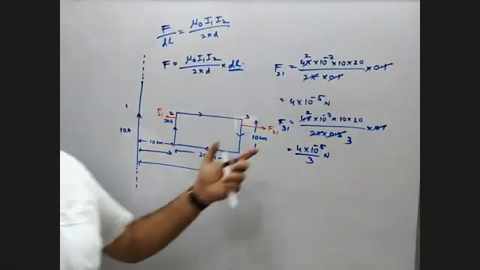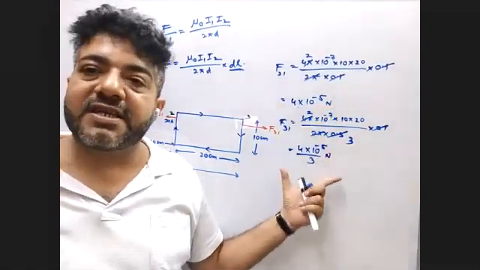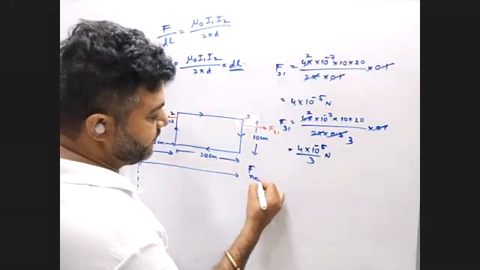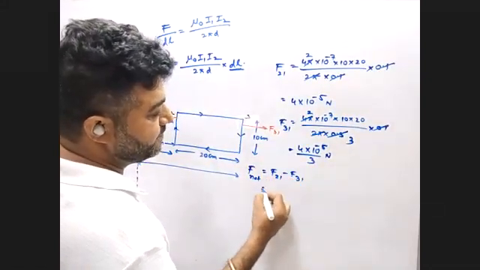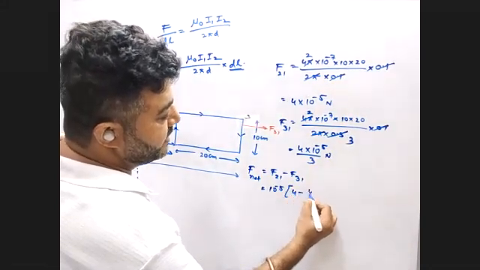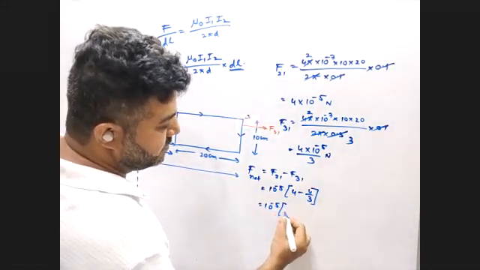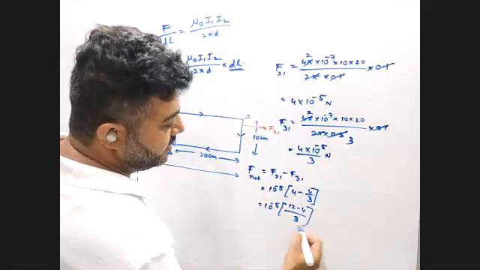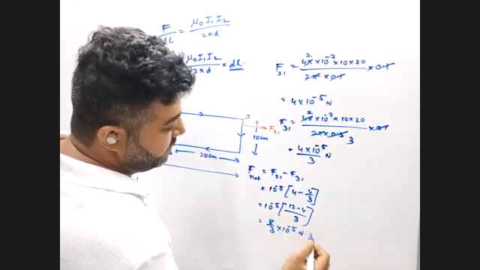Now it is very clear that force of 2-1 is greater than force of 3-1. So net force is force of 2-1 minus force of 3-1, 10 to the power minus 5 into 4 minus 4 by 3. 12 minus 4 by 3, that is 8 by 3 into 10 to the power minus 5. Done.